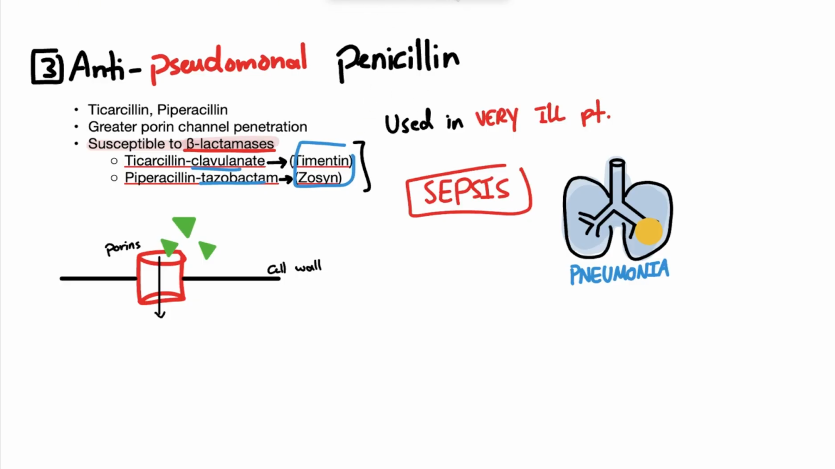So these anti-pseudomonal antibiotics are really reserved for very severely ill patients. And you typically find them in the ICU, the patients with sepsis, and patients with pneumonia, especially with exacerbations like COPD, chronic obstructive pulmonary disease.